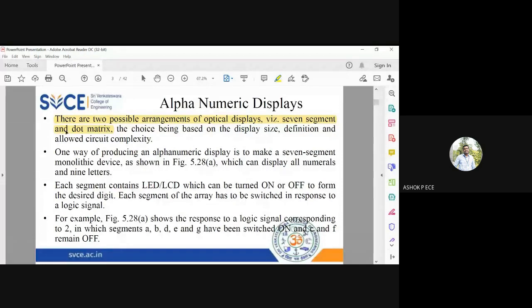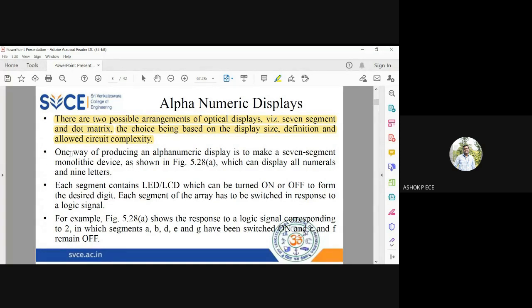The next one is the dot matrix. In the same way, instead of a 7-segment display, you will have a matrix-type structure. A 4x4 matrix means you will have 16 LEDs, and depending on what current you give to which LED, you can choose which LED is on for a particular symbol. So there are two possible ways of arrangement: the 7-segment display and the dot matrix display.